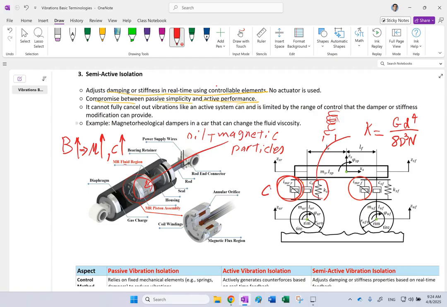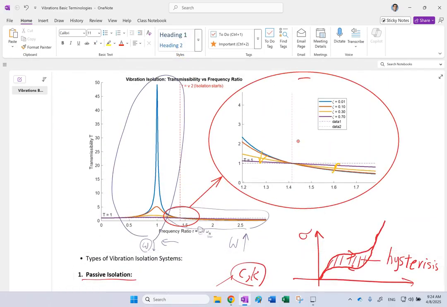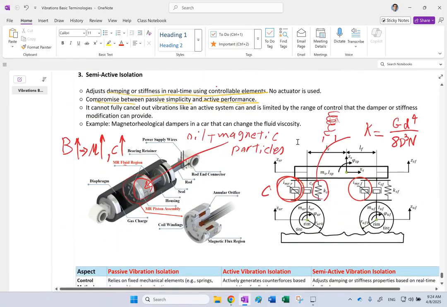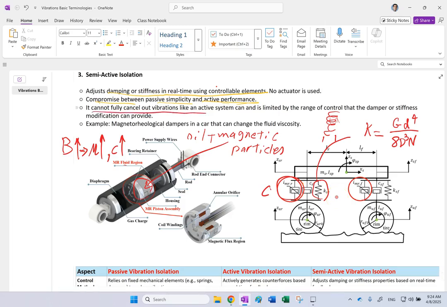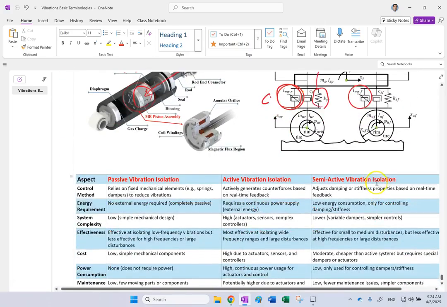And when you change the damping, you change zeta. And when you change zeta, as I said, you switch between these curves. So this is called a semi-active suspension or semi-active vibration isolation. Now, it just switches between the curves. It does not fully cancel the vibration force, so it can never fully isolate the vibrations, but it can reduce the magnitude of it. And of course, it's a little bit cheaper too.